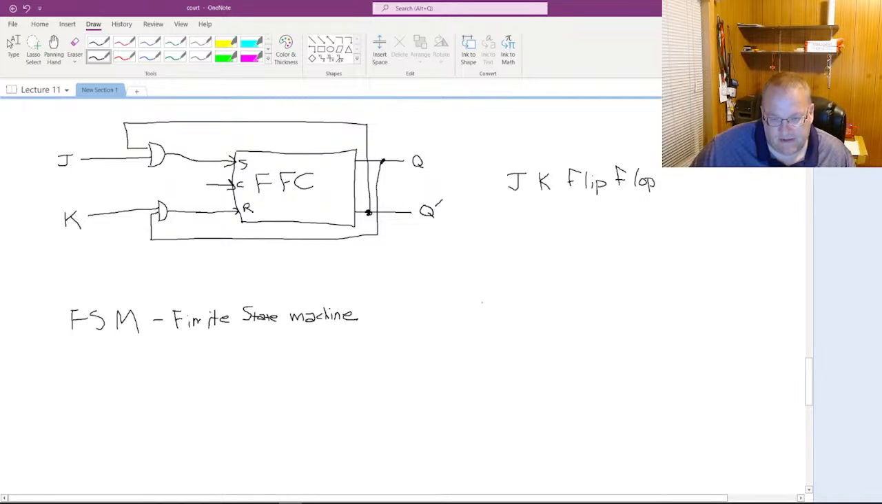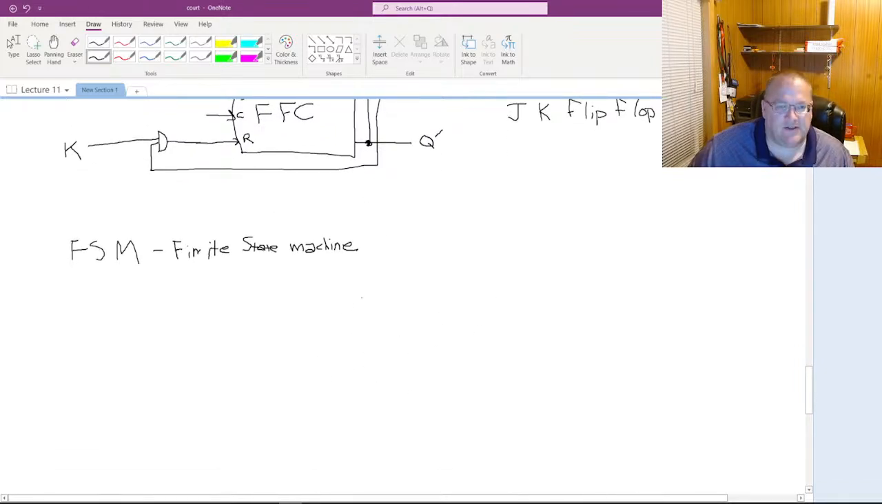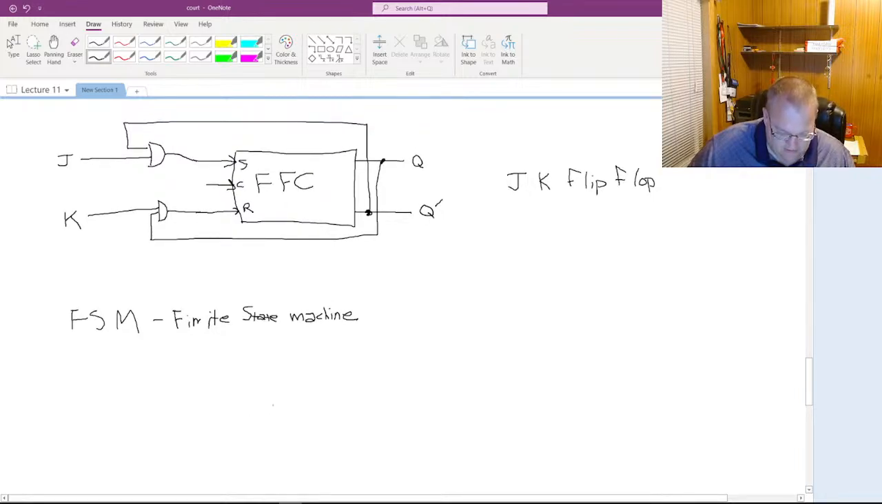Here's an example. I like this example. But, well, let's not do that. Let's model this flip-flop. This JK flip-flop. Okay. So if we say this is state A, and state A represents that Q is in a zero state, and this is state B, and B represents that the state of the machine is currently in a one situation or active. So that this is a finite state machine.